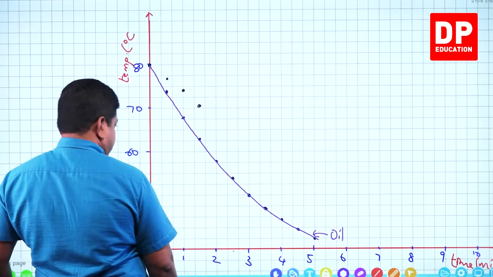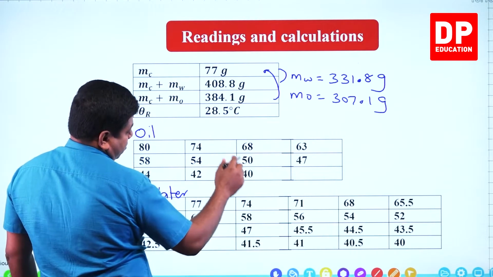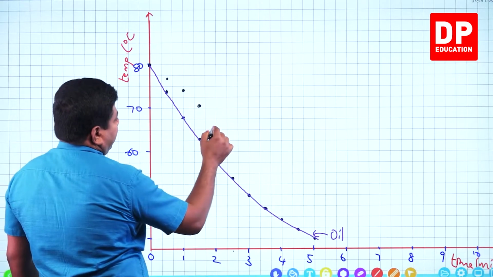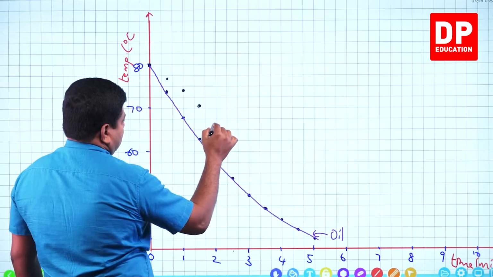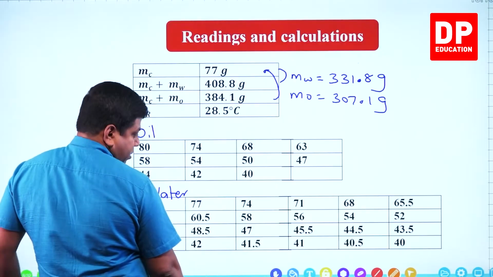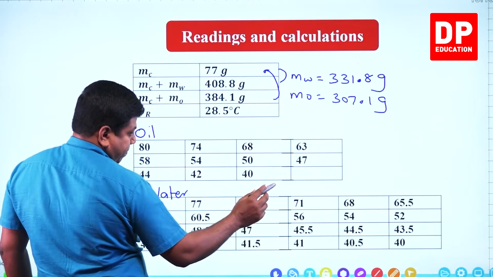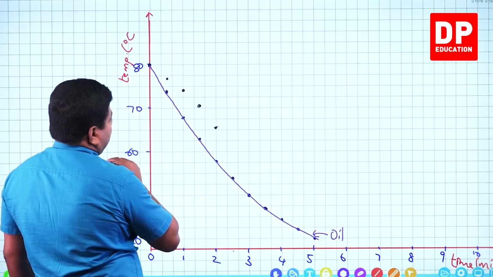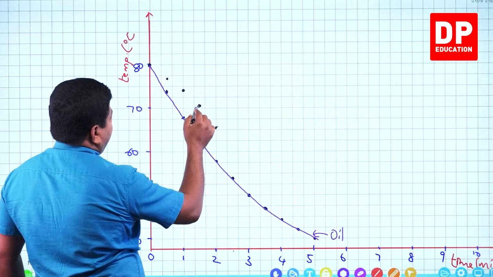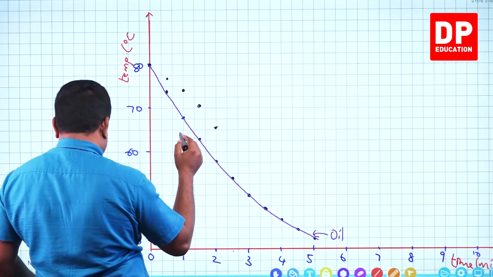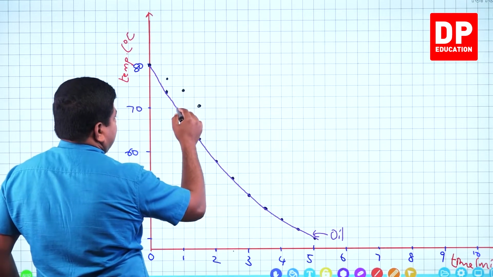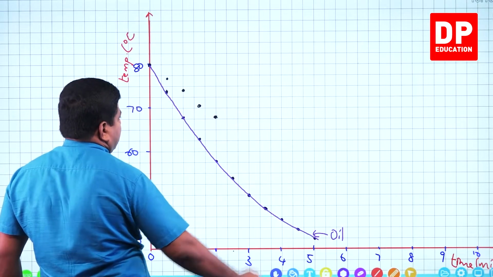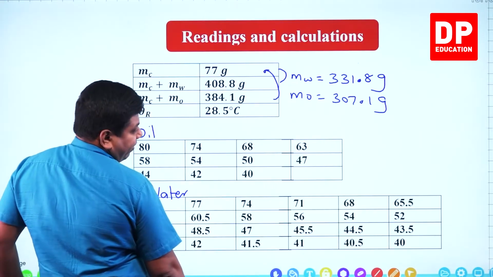Then 68, 65.5. 68, 67.5. Oh wait, 68 we have not marked it correctly. See, 68 must be, this is 70, this is 67.5, 68 must be here. Then we have 65.5.